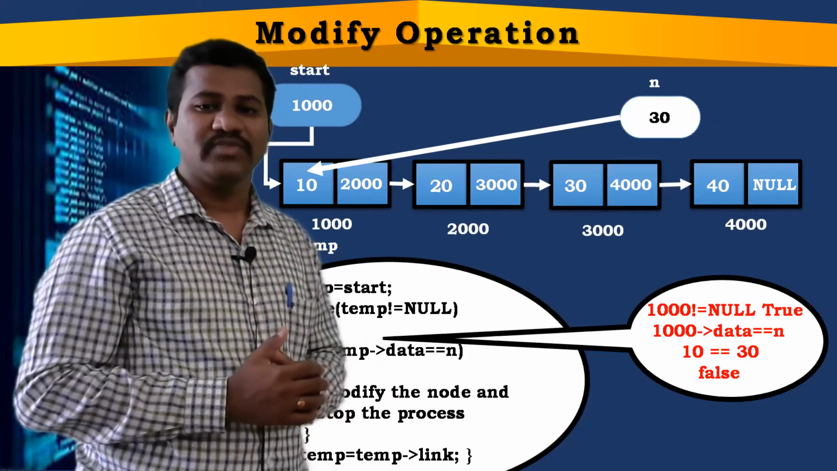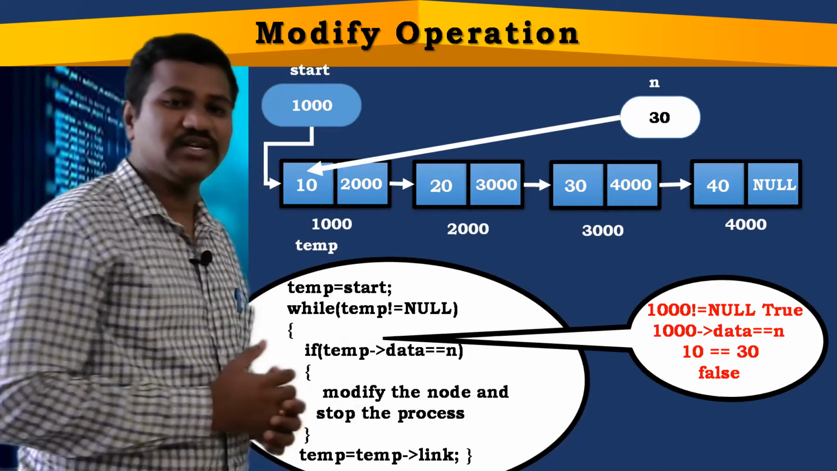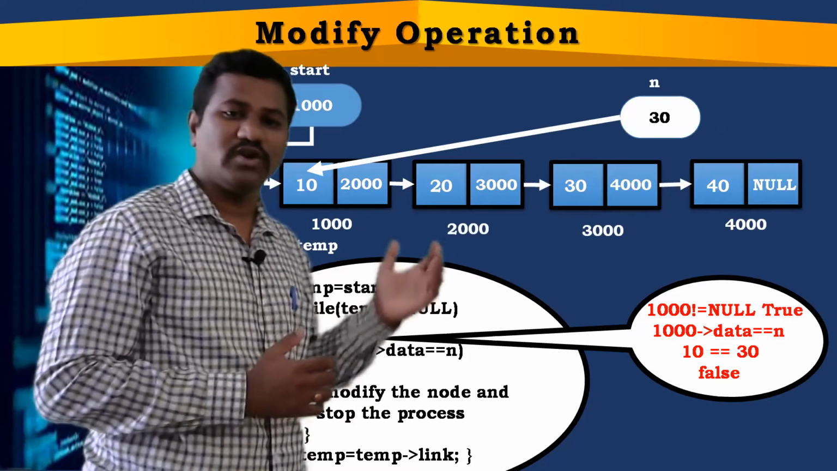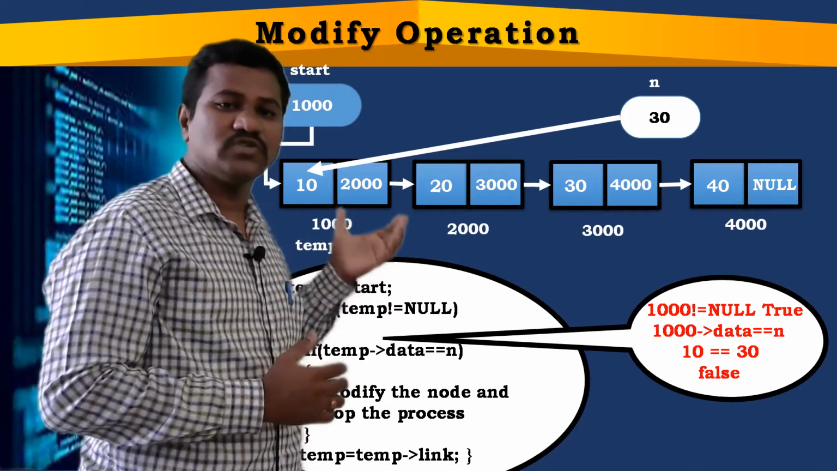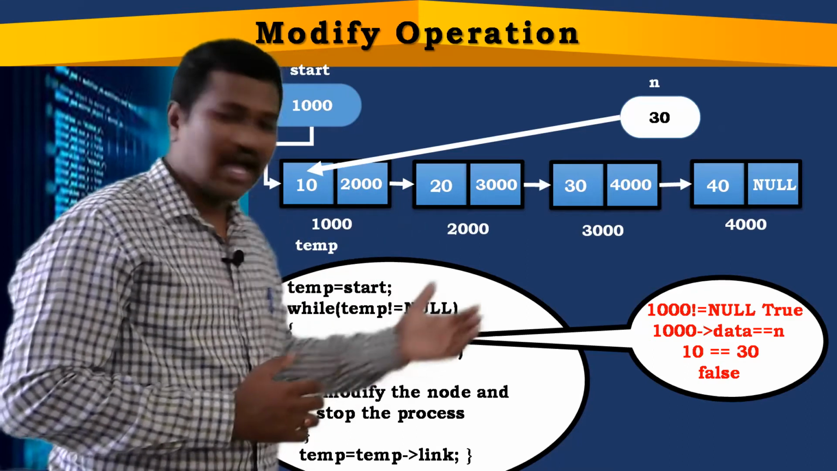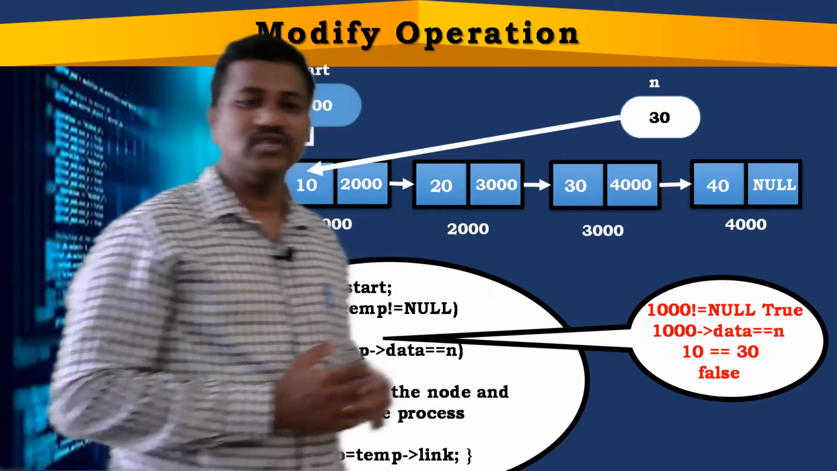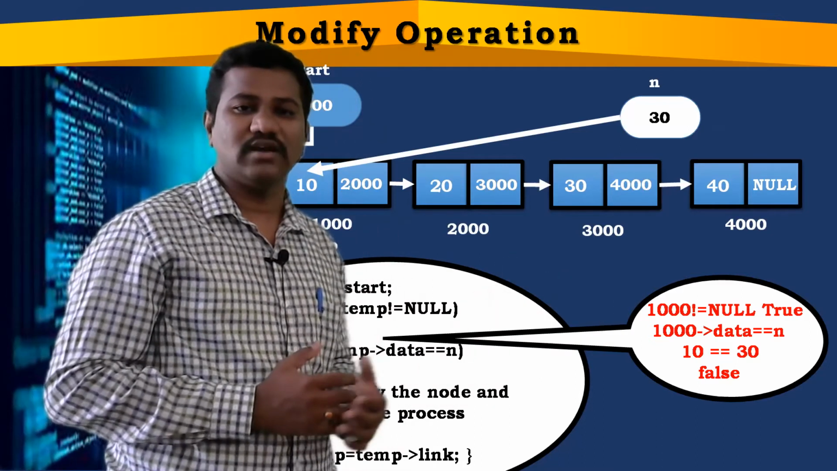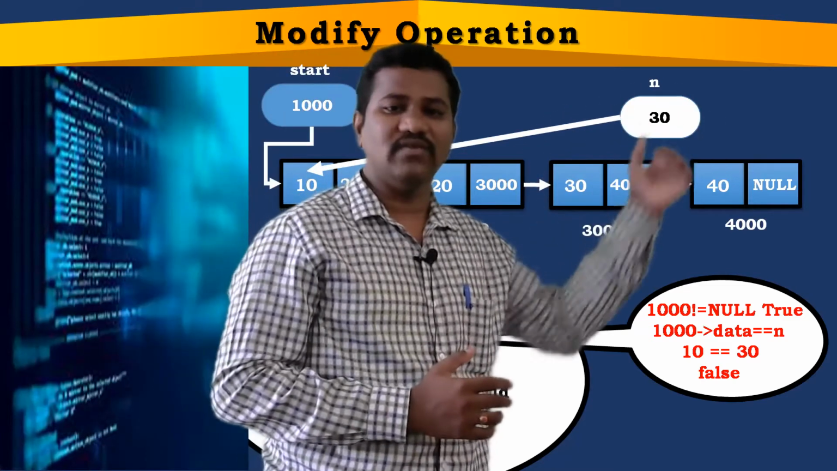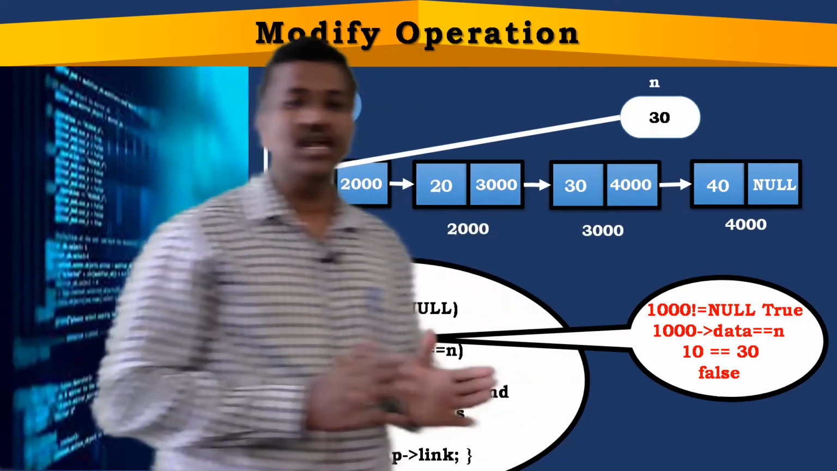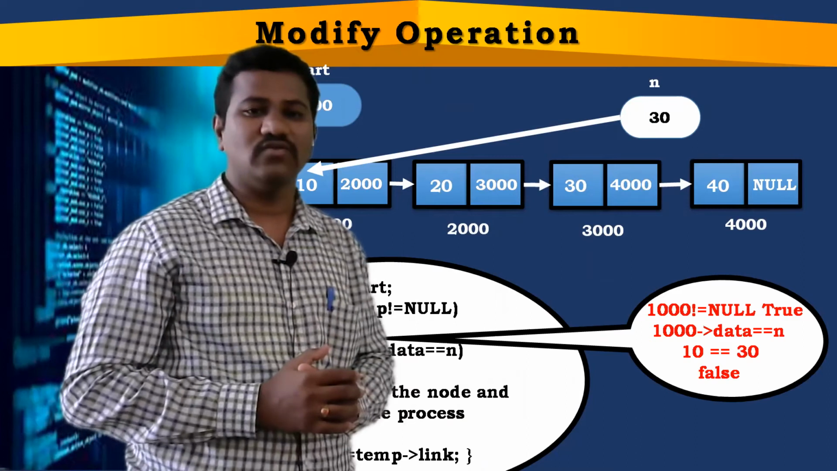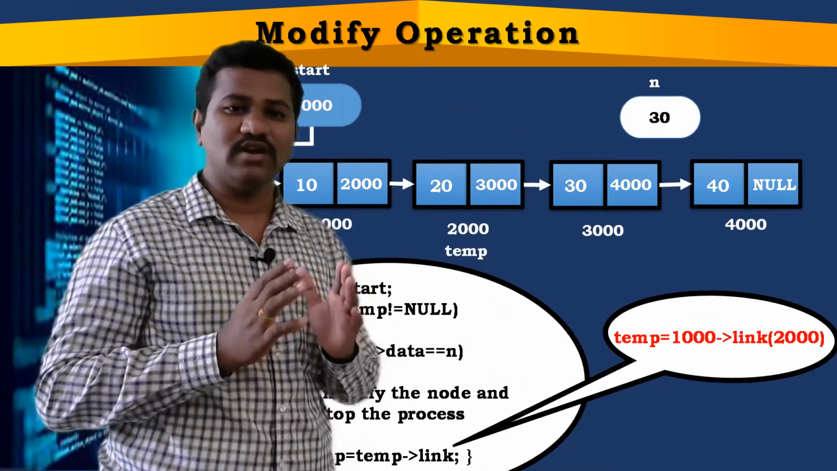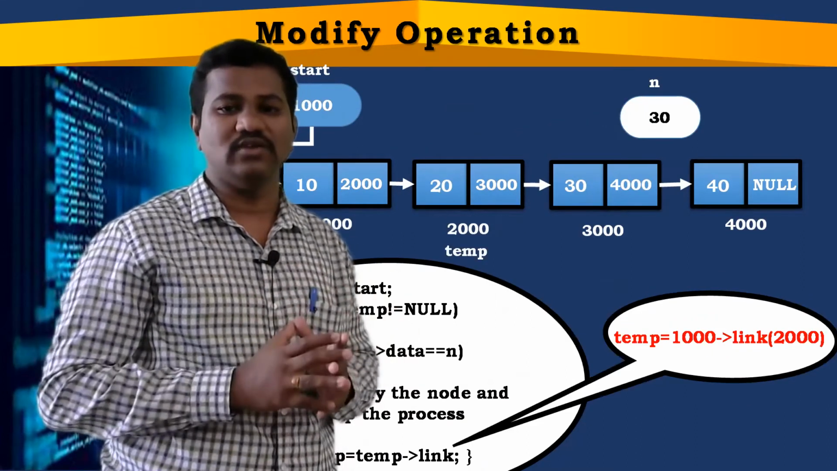Inside this while loop, we have an if condition: temp arrow data, where temp is pointing to the first node, so 1000 arrow data equal to n. 1000 arrow data means we have 10, and that is equal to n. And what's the value of n here? The value of n is 30. So 10 equal to 30. The condition is false. That means the user is not interested in modifying the first node.